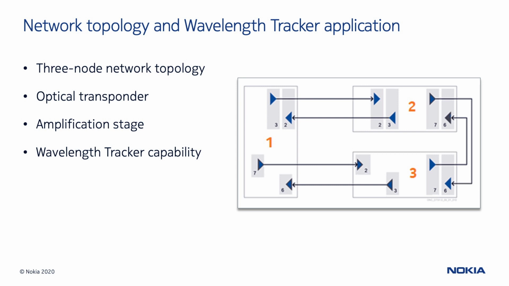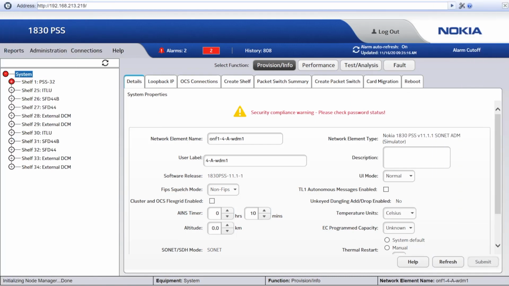Here, we have a simple three-network element diagram connected in a ring topology where optical transponders and amplification stages are enhanced with the Wavelength Tracker capability. To demonstrate how the Wavelength Tracker capability works, a failure has been created manually through a one-way fiber break. The graphical user interface will help us localize all the objects that we need to troubleshoot.